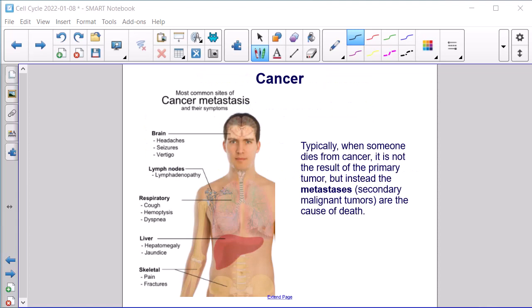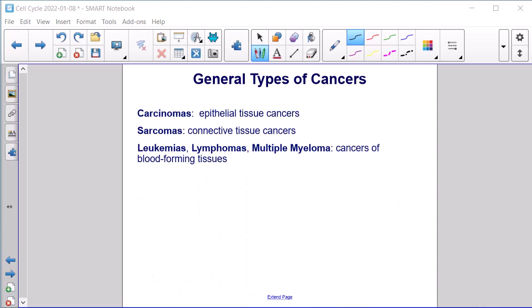The most common sites of cancer metastasis are the brain, lymph nodes, respiratory system, liver, and skeletal system. Typically, when someone dies from cancer, it is not the result of the primary tumor, but instead the metastases, the secondary malignant tumors, are the cause of death. Here are some general types of cancers. Carcinomas are cancers of the epithelial tissue. Sarcomas are connective tissue cancers. Leukemias, lymphomas, and multiple myeloma are cancers of blood-forming tissues.